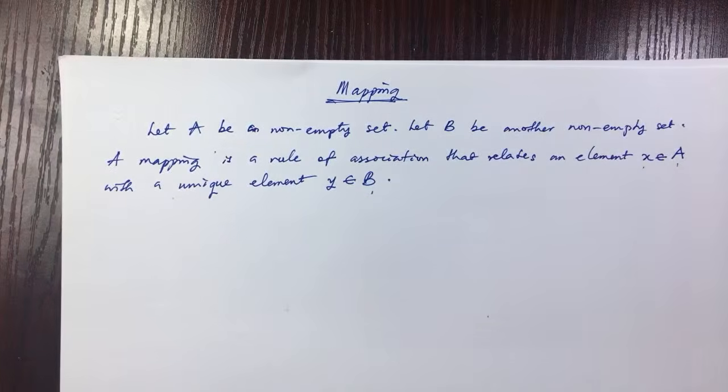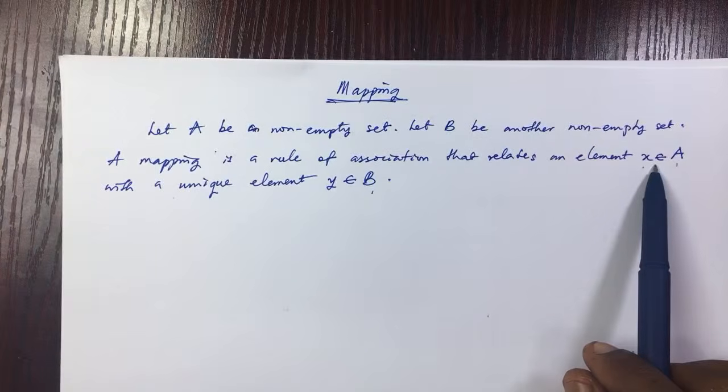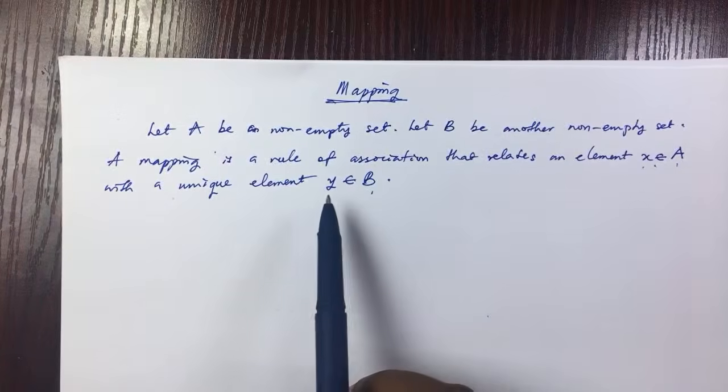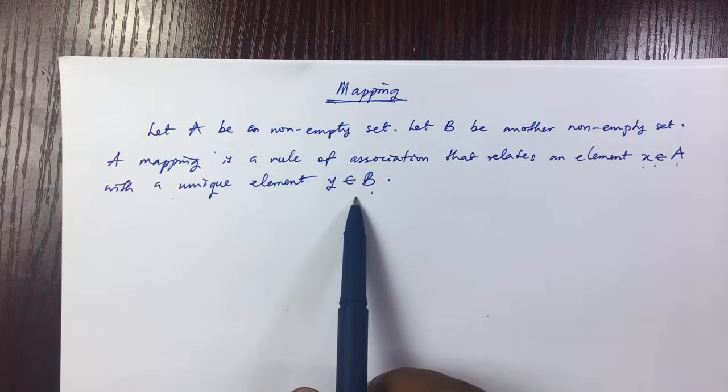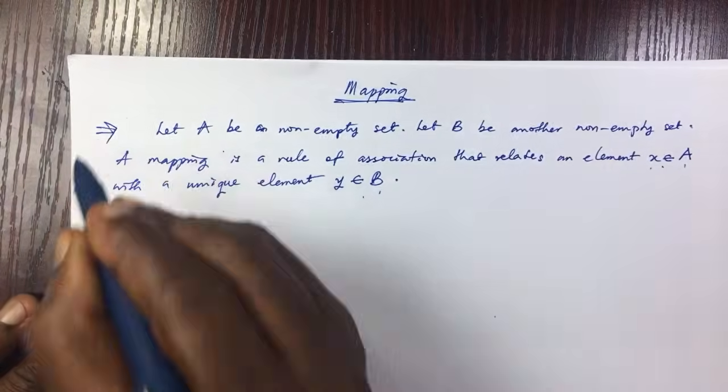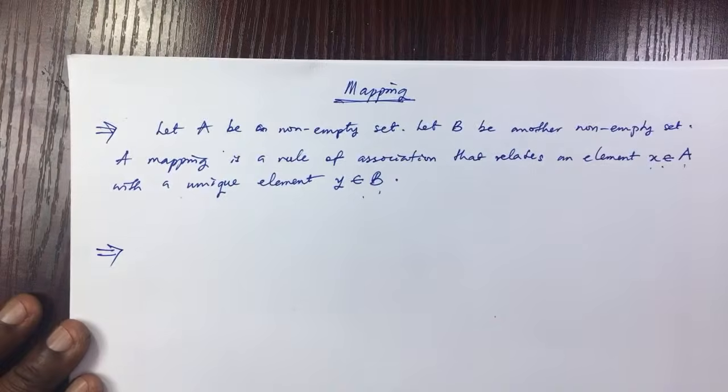So simply put, a mapping is a rule, but it will not be wise to end the statement with saying a mapping is a rule. The question is, what kind of rule is a mapping? A mapping is a rule of association that relates an element X from the non-empty set A with another element, a unique one at that, Y from the non-empty set B. Okay? Now, having said this as my first point, let us go to the next point.